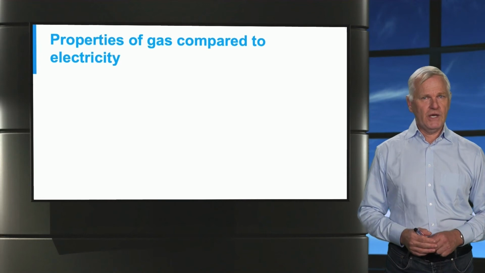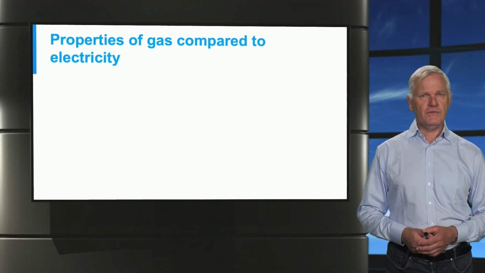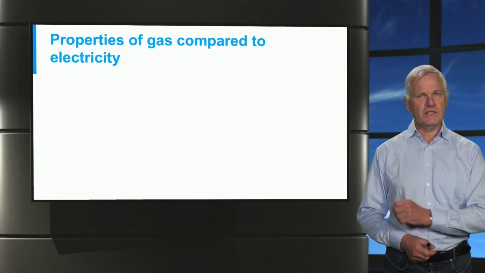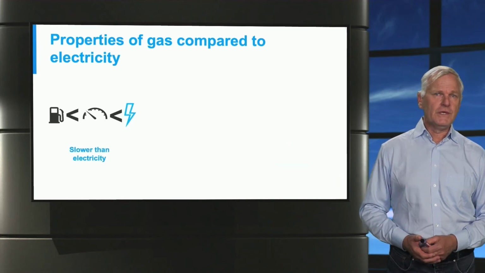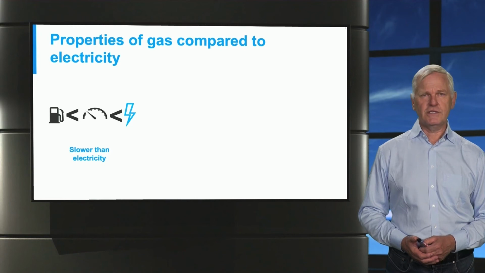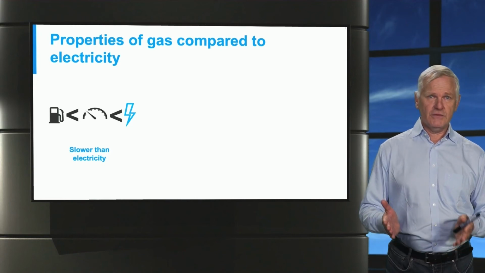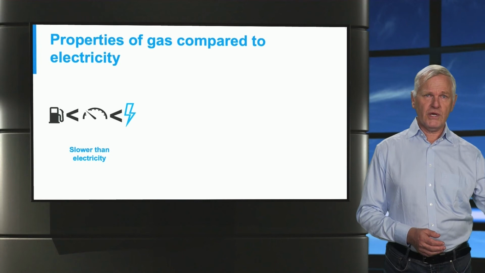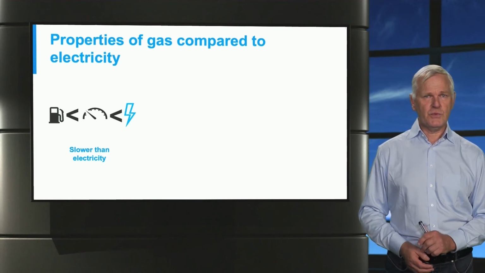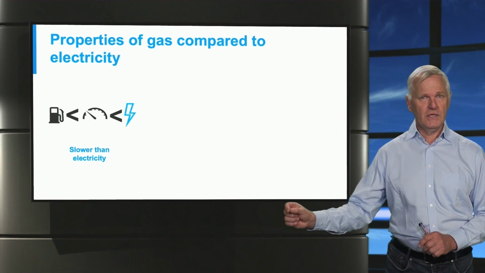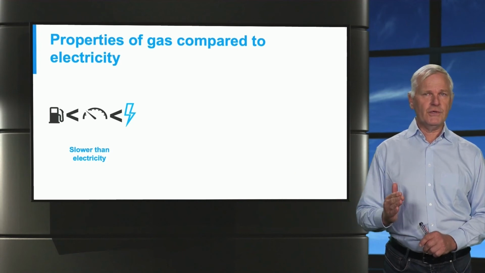Although similar in many ways, there are also some fundamental differences between gas and electricity. Let's have a look at them. In general, gas is much slower than electricity. Electricity can flow in microseconds from one part of the Netherlands to the other. But for instance, if gas is transported from Groningen to Rotterdam, it may take half an hour before it reaches Rotterdam.